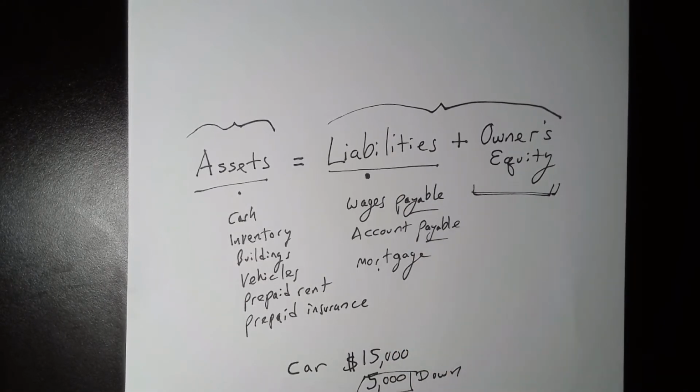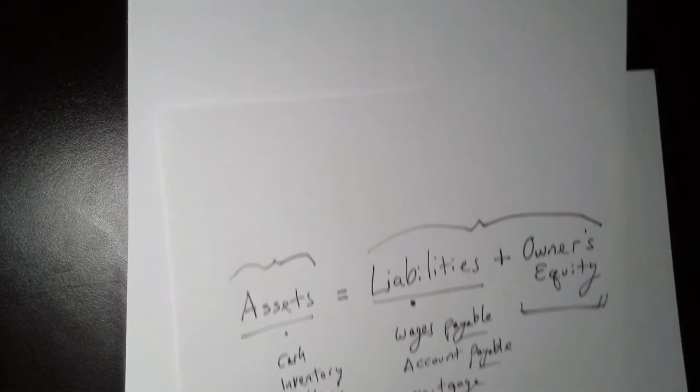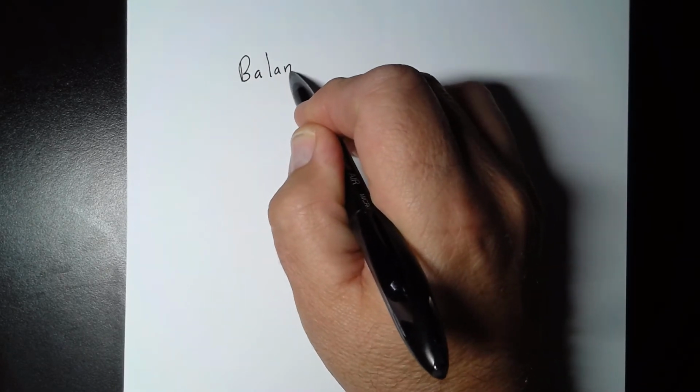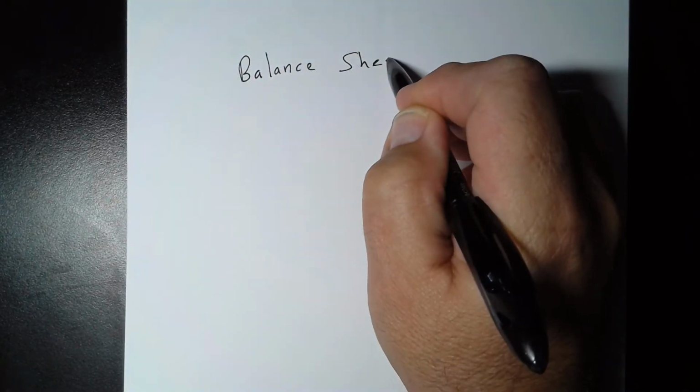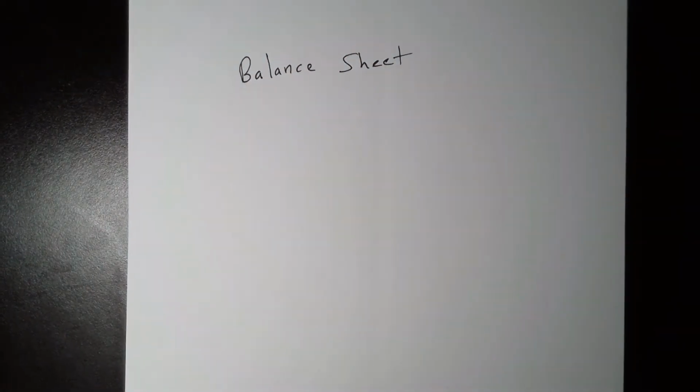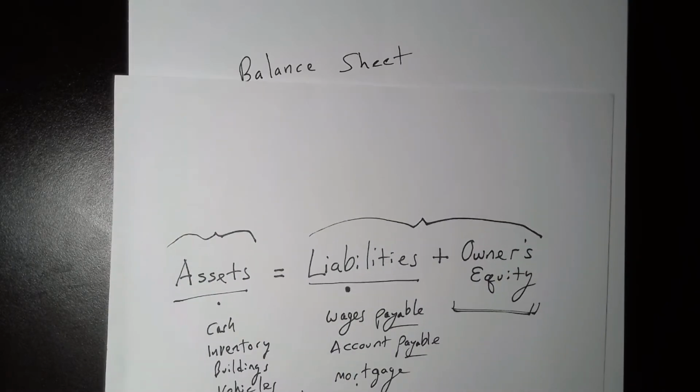This is going to be the basis for one of the most important financial statements, which is called the balance sheet. Balance sheets are used by corporations or business entities to represent how much equity the owners have in it. So it's going to be a way of showing this accounting equation with a breakdown of the assets, the liabilities, and the owner's equity. Think of a balance sheet as a snapshot. It's a picture taken of the business entity at a particular time.